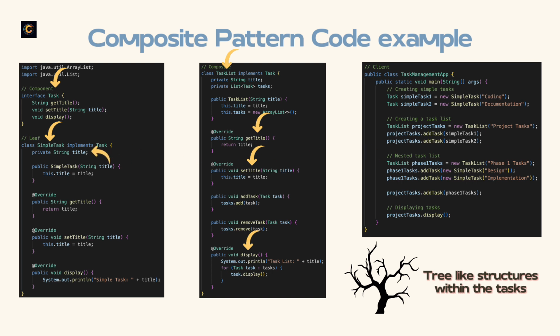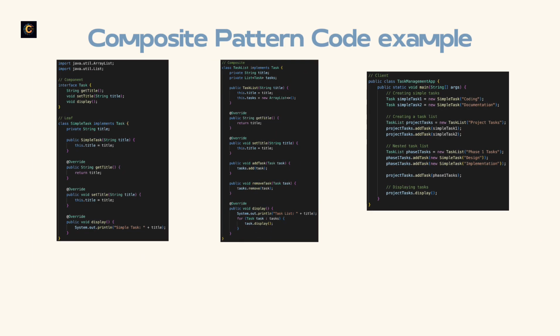Then we have a task list that represents a collection of tasks which can include both simple task and other task lists. This implements the task interface but also has a list of tasks. Ultimately, we have a task management app representing an application that uses the composite design pattern to manage tasks. But how? Let me explain.